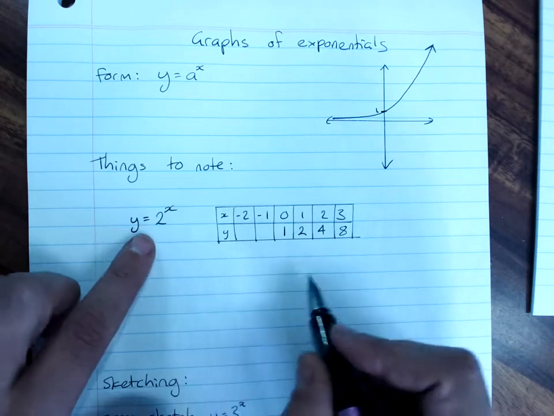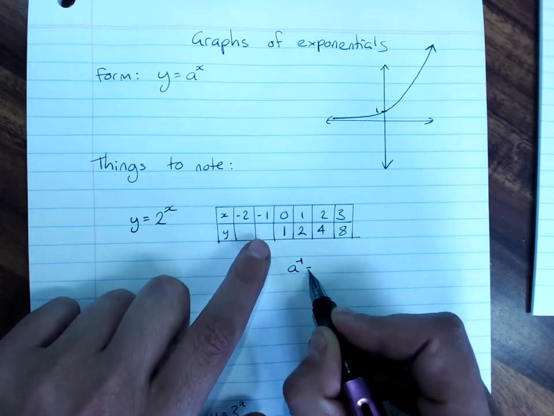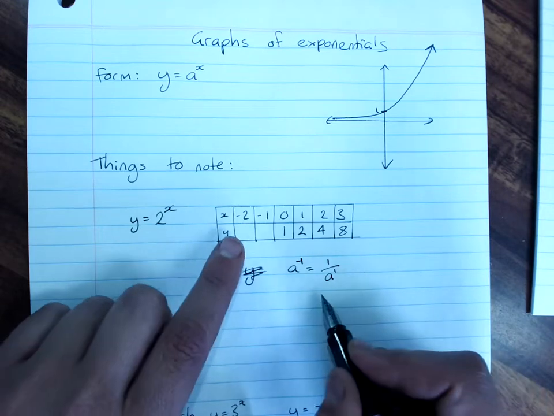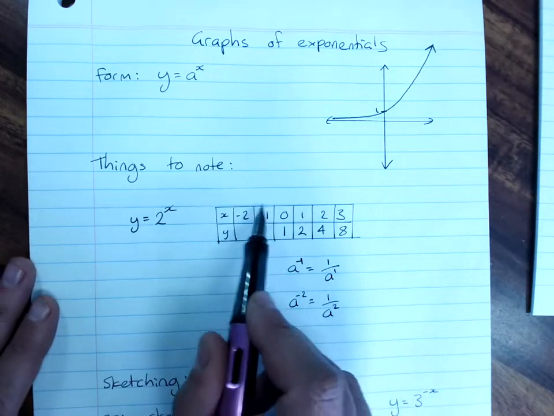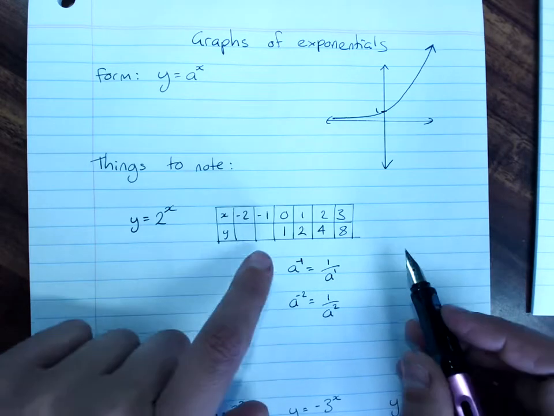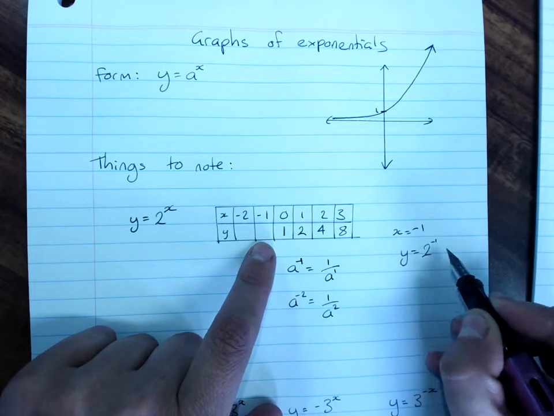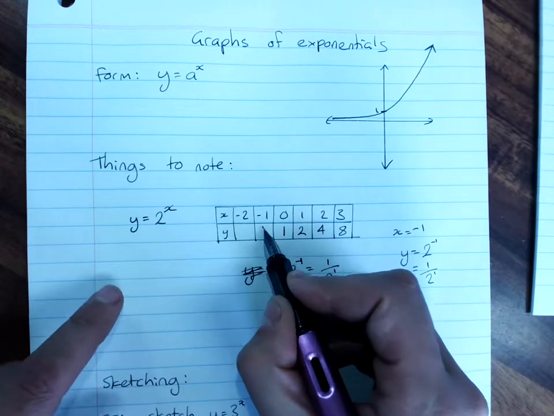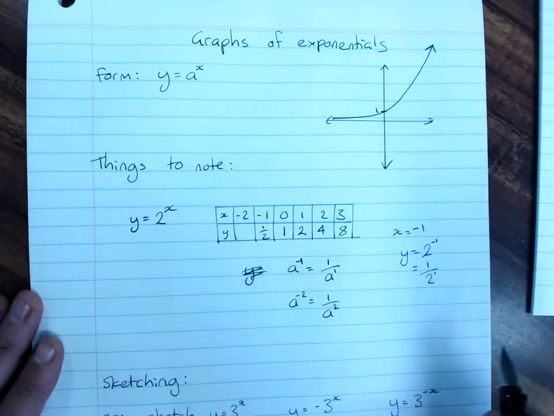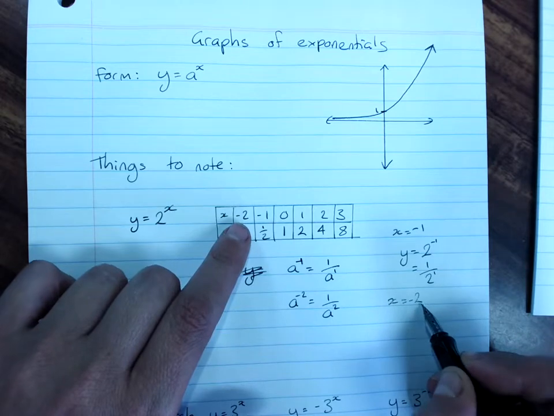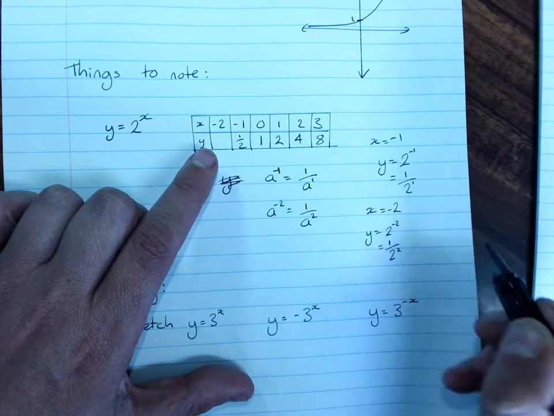These are also easy, but just remember that a to the power of negative 1 is the same as 1 over a to the 1. Remember that a to the power of negative 2 is the same as 1 over a squared. So it's actually quite easy to work these out, because when x is negative 1, y is 2 to the power negative 1, which is 1 over 2 to the 1, which is a half. It's actually mostly easier to just work these out as fractions rather than decimals. Here where x is negative 2, that will mean y is 2 to the power negative 2, which is 1 over 2 squared, which is 1/4.